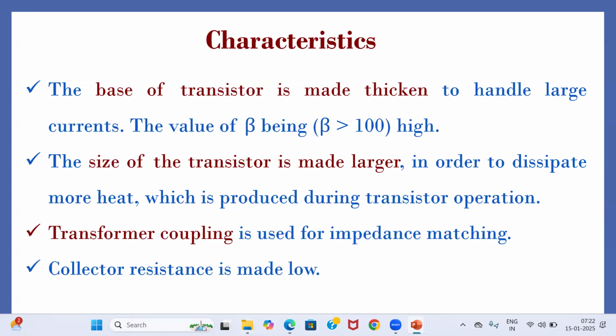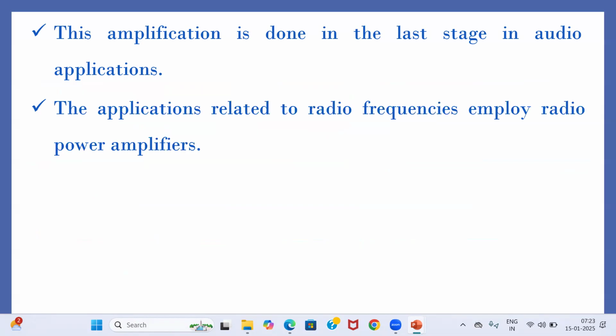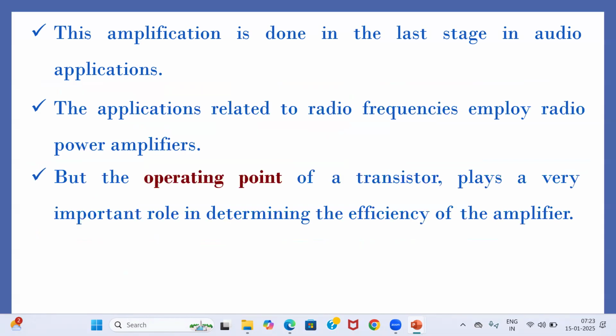Transformer coupling is used to achieve impedance matching at the output and the input side. The collector resistance is also made low. This amplification is done at the last stage in audio applications, and it is also related to applications at radio frequencies, which employ radio power amplifiers.